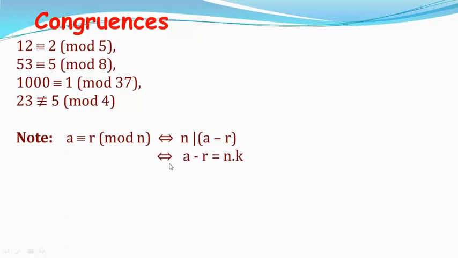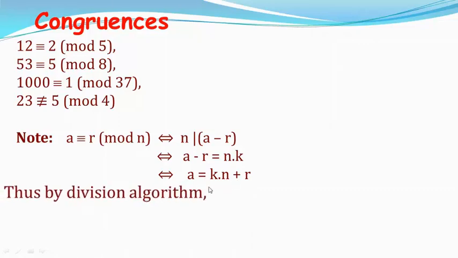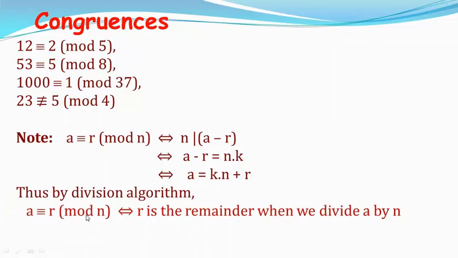Note that a is congruent to r modulo n if and only if n divides a minus r, which is if and only if a minus r is a multiple of n, that is a minus r is equal to n into k, if and only if a is equal to k into n plus r. So a is congruent to r modulo n if and only if a can be written as k into n plus r. Thus, by the division algorithm, a is congruent to r modulo n if and only if r is the remainder when we divide a by n.